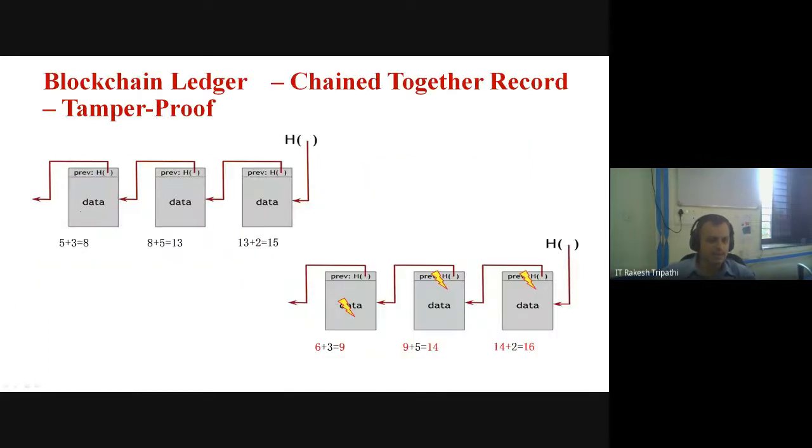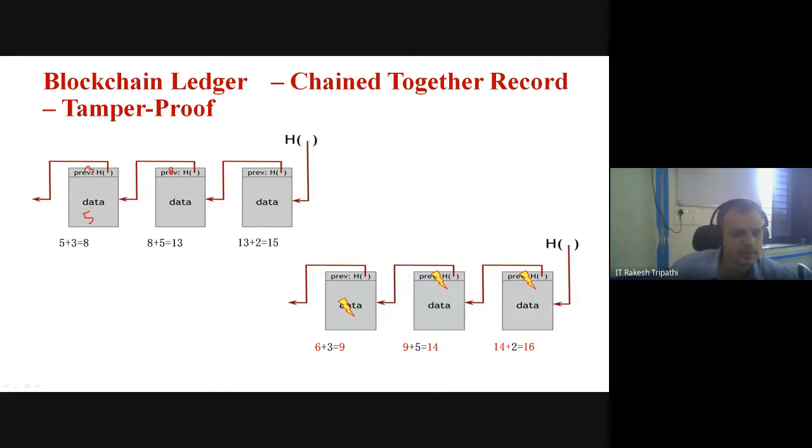Let us assume that the previous hash is 5. This is 3. 5 plus 3 is 8. This is 8 and 5. And this is 32. Now, 5 plus 3 is 8, I write 8 here. 8 plus 5 is 13, I write 13 here, and 2. Now, if I change the data, somehow the 5 was changed to 6. Let us do it the other way around. This is 5. This is 3. This is 8.